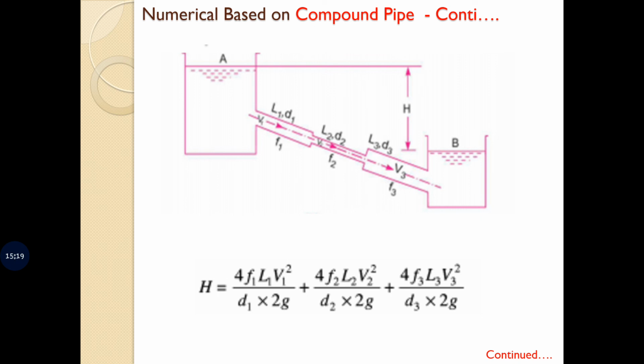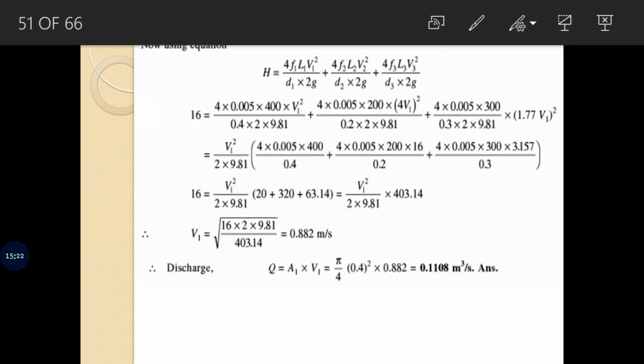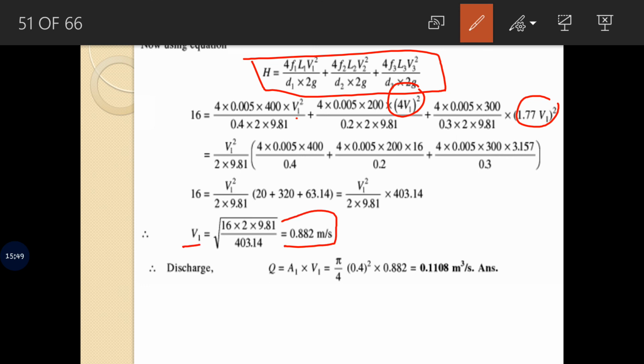So this is the condition which we had seen. In this condition, now this will be the equation. H is equal to 4 f L v square divided by 2g, the summation for the three pipes is going to remain the same. Here v2 is written in the form of v1 and v3 as well is written in the form of v1. So now we have the only unknown as v1. So v1 is calculated as 0.882. Once knowing it, writing in the equation Q is equal to area into velocity, we will get the value for the discharge which was asked of us.